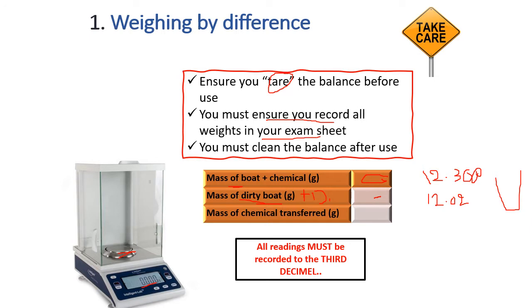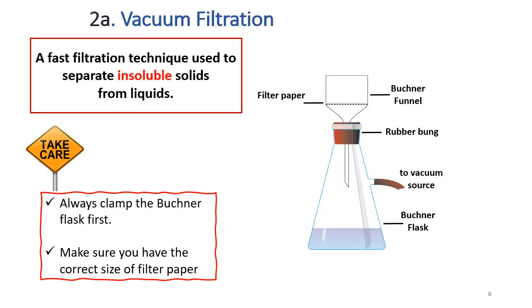So the third step would be your calculation. You will get the difference between both of these. 12.300 minus 12.020. So I will get my weight by difference. Also, it has to be to 3 decimal places. Make sure that you fill in the whole table and you write your answers to 3 decimal places to ensure the full mark. In the second part, we said that we were going to discuss the different separation techniques.